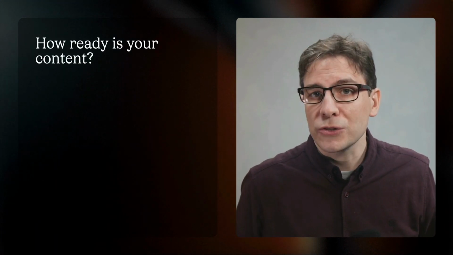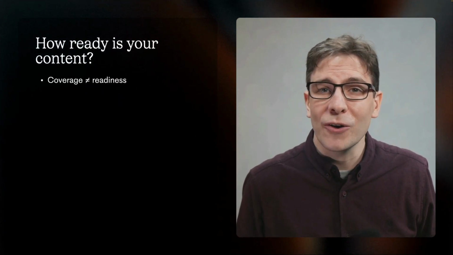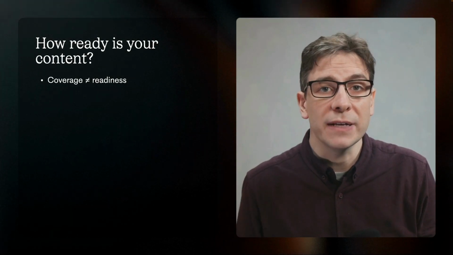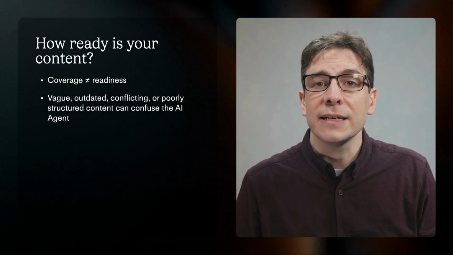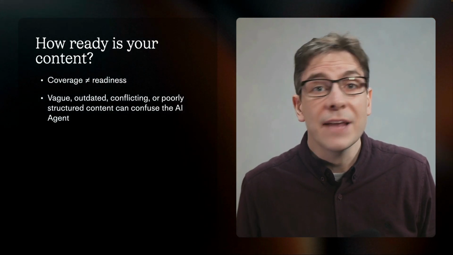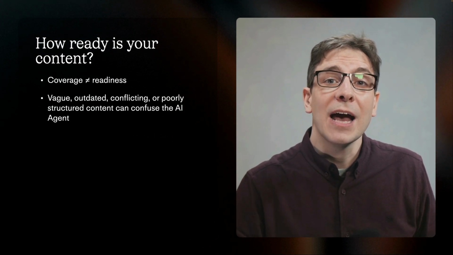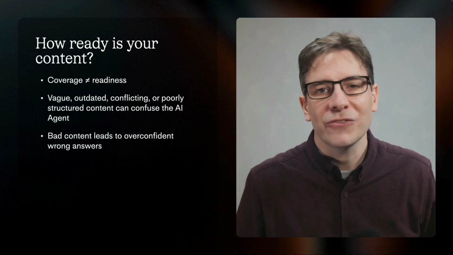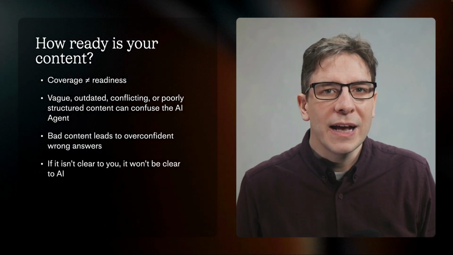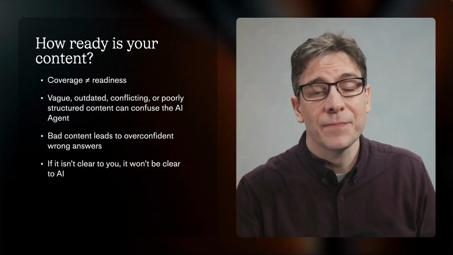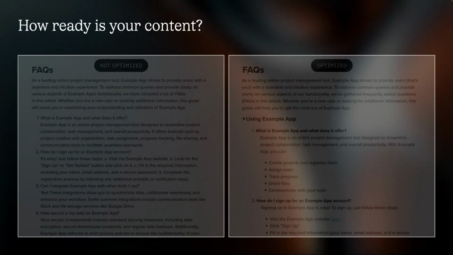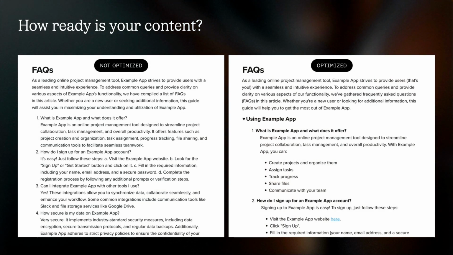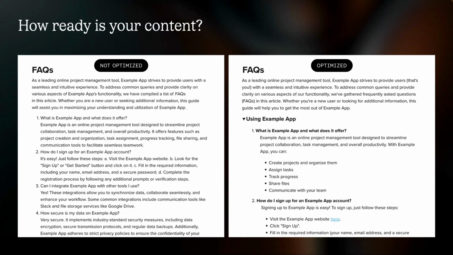Content readiness is also something that you need to think about. And I don't mean coverage. Just having an article on a topic does not mean your AI agent will be able to make best use of it. If you have vague, outdated, conflicting, or poorly structured content, this can confuse your AI agent. In fact, bad content is usually worse than none. It can lead to overconfident, wrong answers. A good rule of thumb is that if it isn't clear to you, it won't be clear to your AI agent. And we have an example here. Notice how the optimized version is structured, clear, and easily scannable. That's exactly what your AI agent needs to give confident answers.